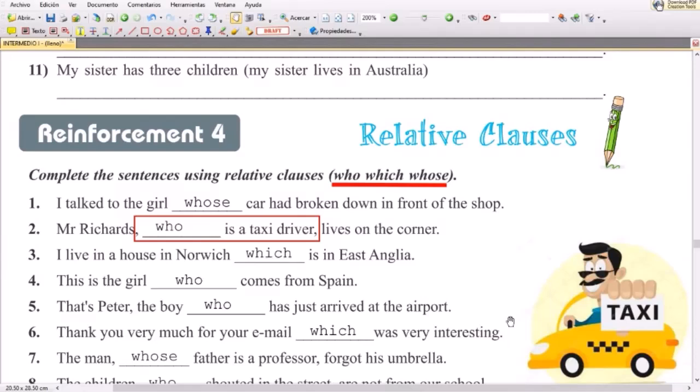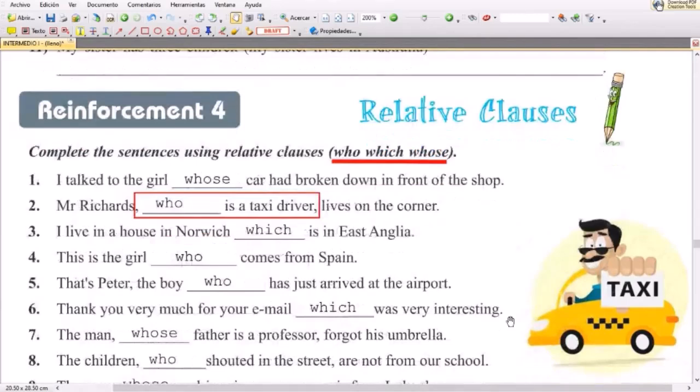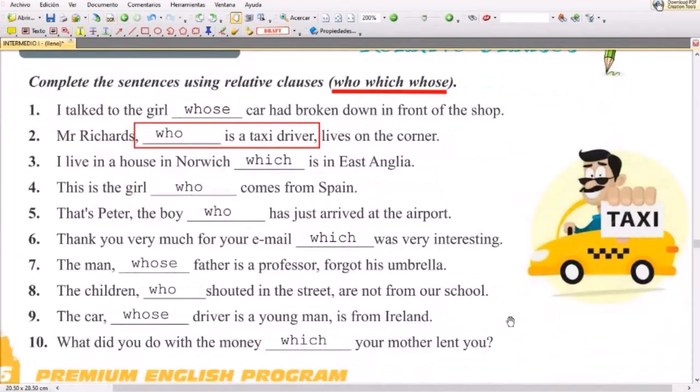The children who shouted in the street are not from our school. The car whose driver is a young man is from Ireland. As you can see here, car and driver.